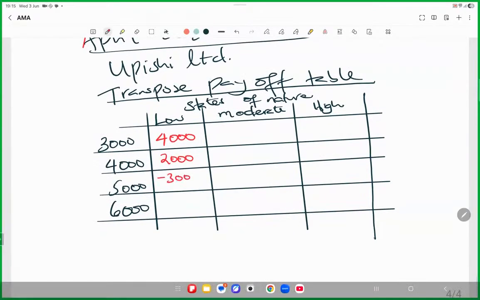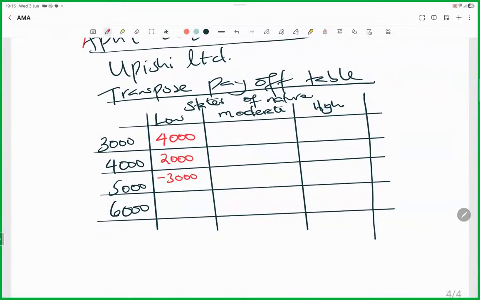Negative 3,000. 6,000 negative. So row number 2 becomes column number 2. So what do we have there? 6,000. 9,000. 11,000. 8,000. Everything positive, isn't it?